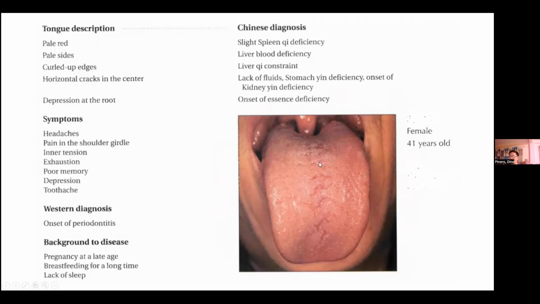Sa likod ng tongue, there is a depression at the root which indicates that there is an onset of essence deficiency. So ang patient, meron siyang symptoms of headache, pain in the shoulder girdle, inner tension, exhaustion, poor memory, depression, and meron siyang toothache. Sa Western diagnosis, onset of periodontitis. Sa background to disease, pregnancy at a late age, breastfeeding for a long time, and meron siyang lack of sleep.